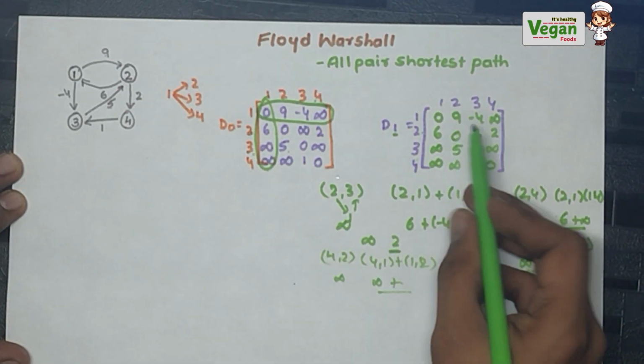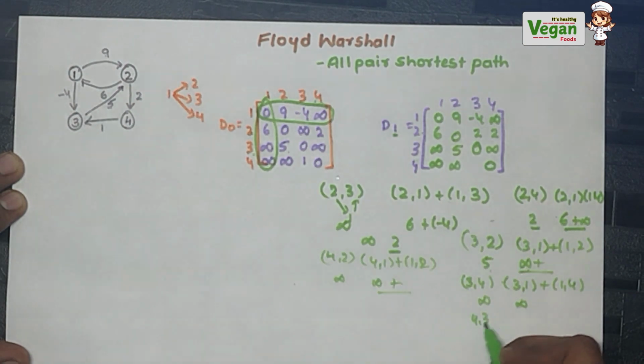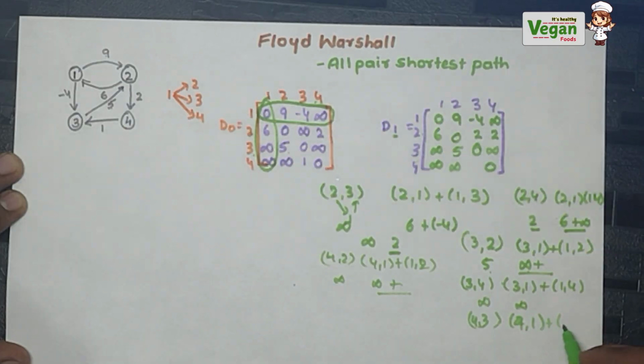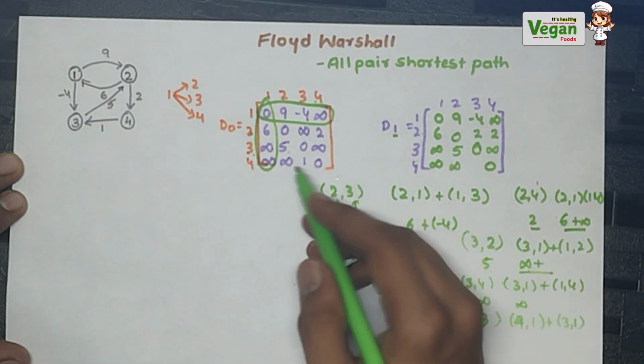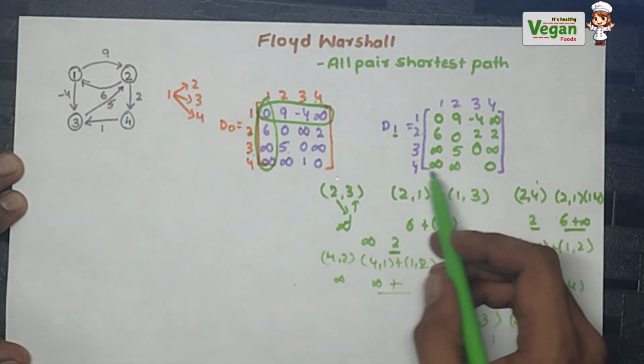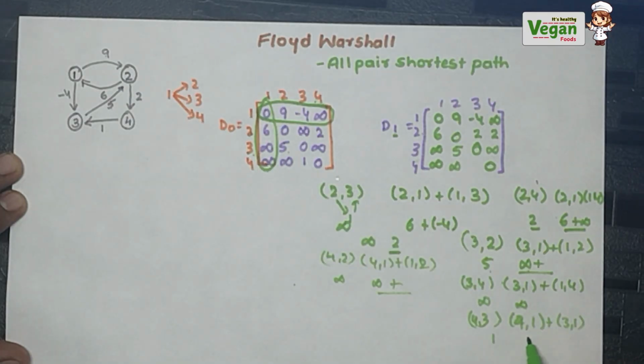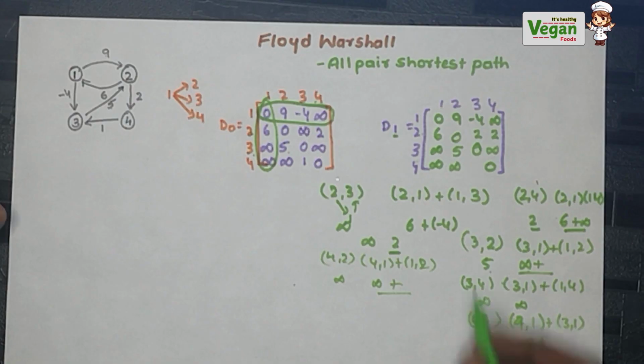Now 4 comma 3, you must find for 4 comma 3. So 4 comma 1 plus 1 comma 3. 4 comma 3 value is 1, 4 comma 1 value is infinity. If you add anything to infinity, it will be infinity itself. So among infinity and 1, which is the smallest element? 1 is the smallest element. So write 1.